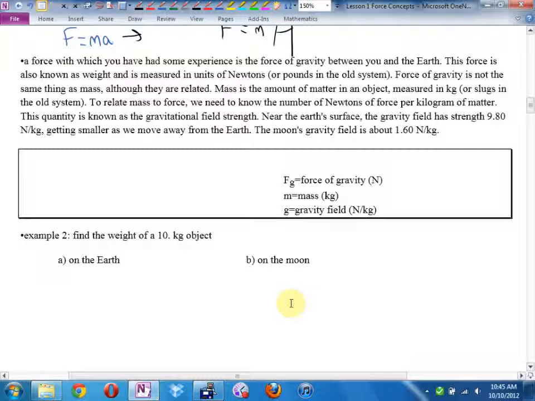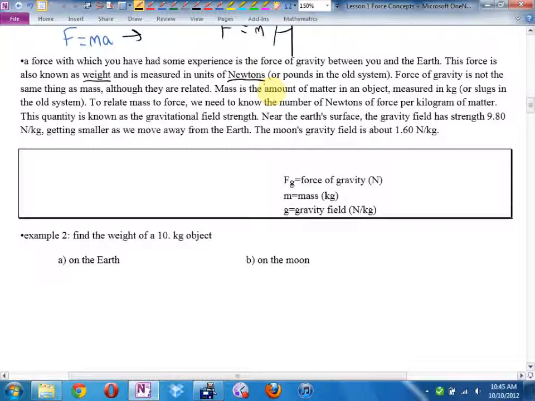A force with which you have had some experience is the force of gravity between you and the Earth. This force is also known as weight, and it's measured in newtons. We do this wrong in English. When I say to Jake, what do you weigh? And you tell me kilograms, that's wrong. You should really say newtons. And it's mg, it's your mass in kilograms times 9.8. We're sloppy in English. Pounds is correct.